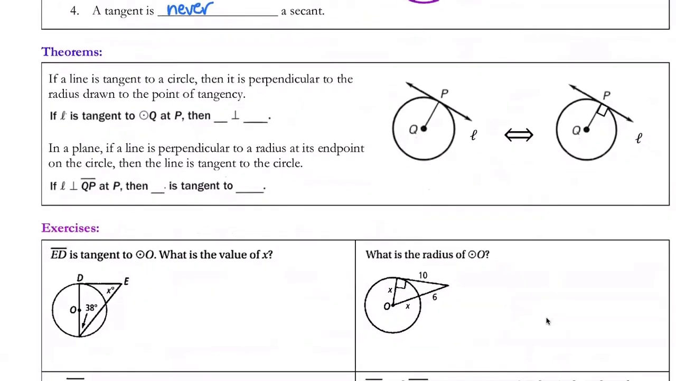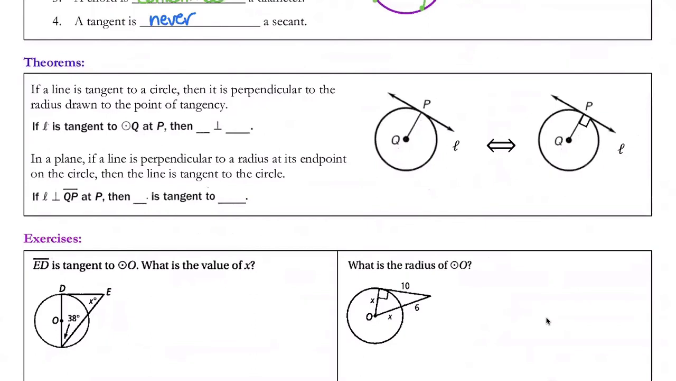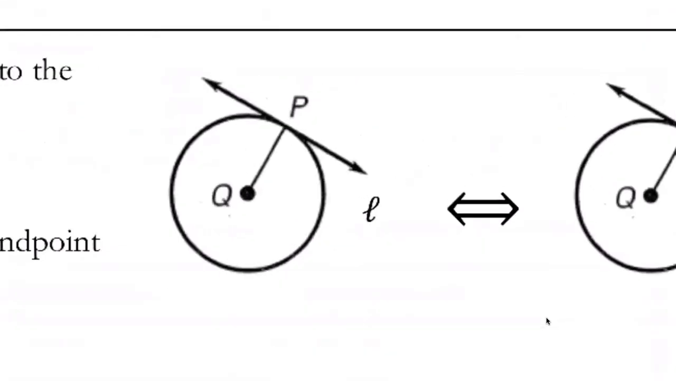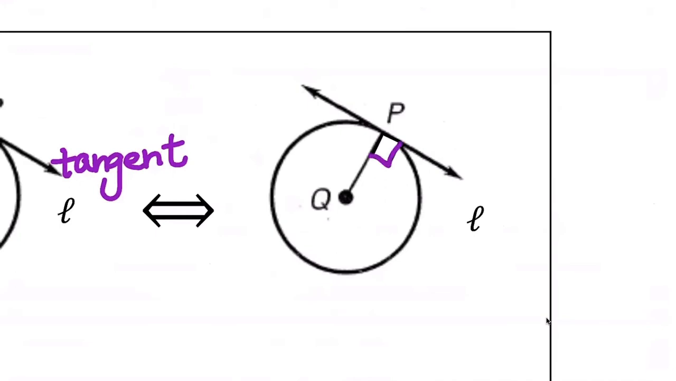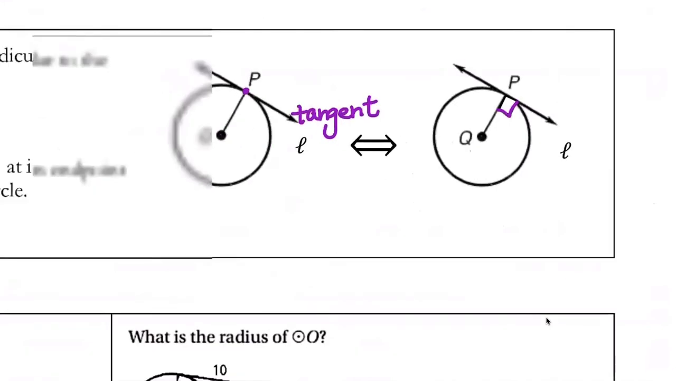Okay, first theorem here. If a line is tangent to a circle, then it is perpendicular to the radius drawn to the point of tangency. So if line L is tangent to circle Q at point P, and we know that that's the point of tangency and we're given that that's a tangent, then that tells us that that's going to be a right angle. And the converse of that is also true.